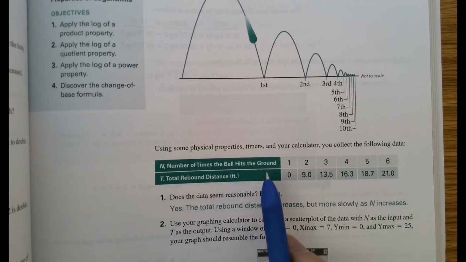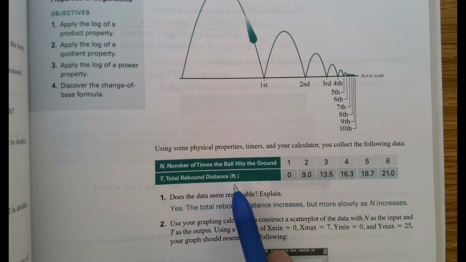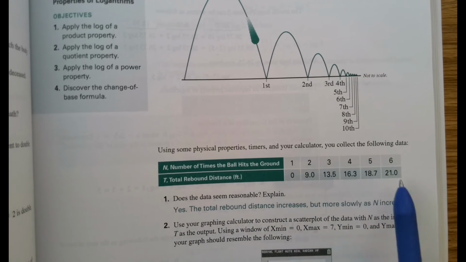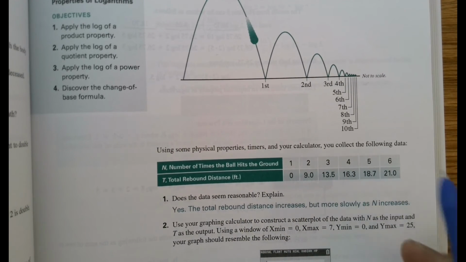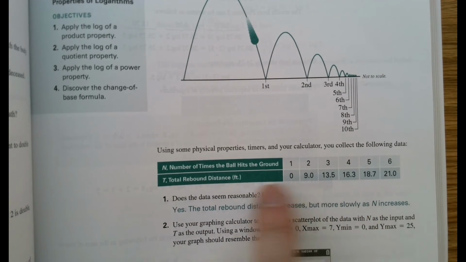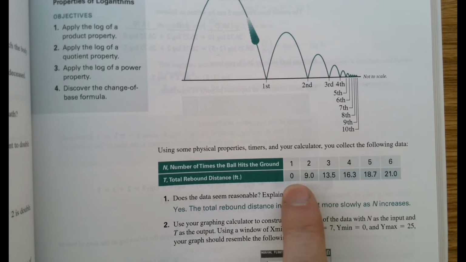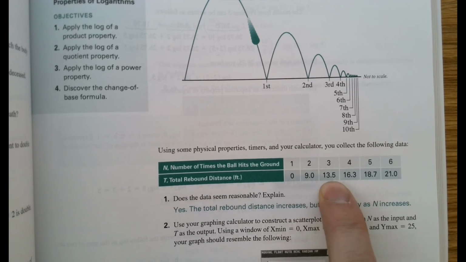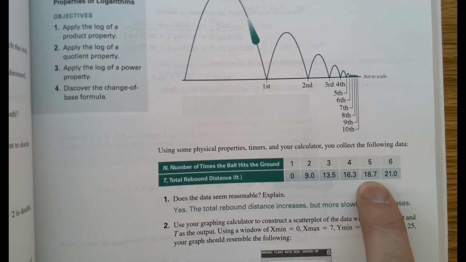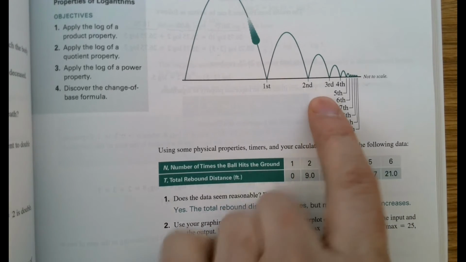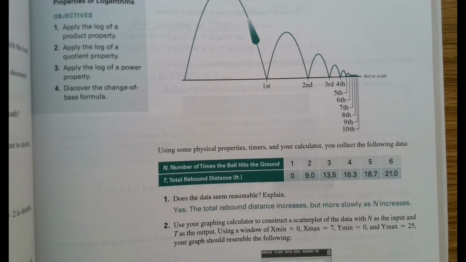Number of times the ball hits the ground after distance traveled. So 6 times of 21 feet, sure. Yes, it does. It does increase, like our initial distance. That's 9 feet. And then we only increased by, what, 4.5 feet, and then a little bit less, a little bit less, a little bit less. That does seem to look like what's happening here. So let's toss these data into Desmos real quick and see what kind of picture we get.